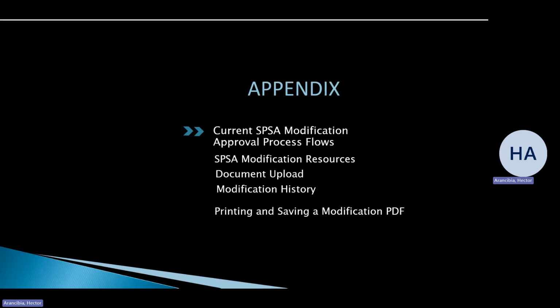And now I'll cover the appendix. I'm going to start with the approval process flows, and then the modification resources, how to upload a document. For example, let's say you're buying equipment and you need to upload a quote in your modification. Also the modification history, and then how to print and save your modification as a PDF.